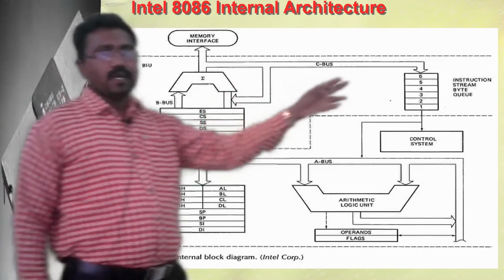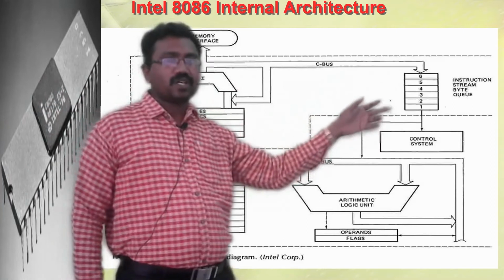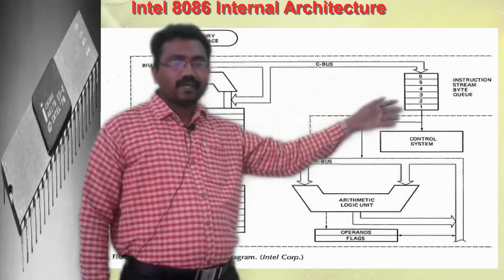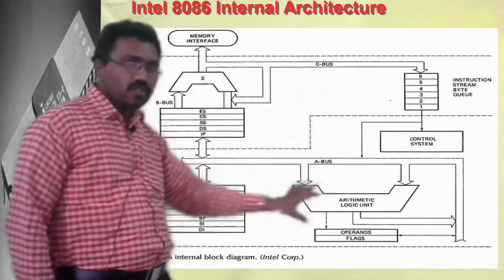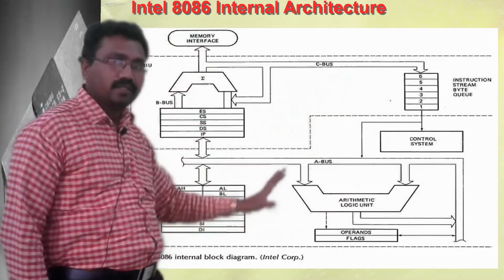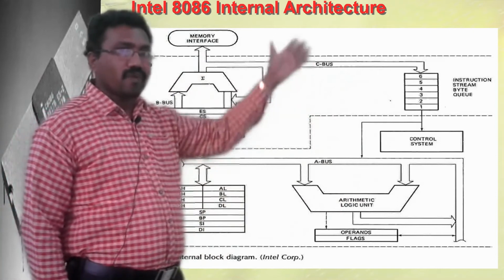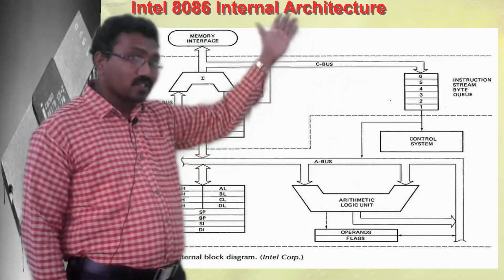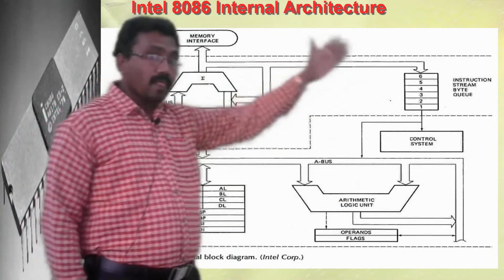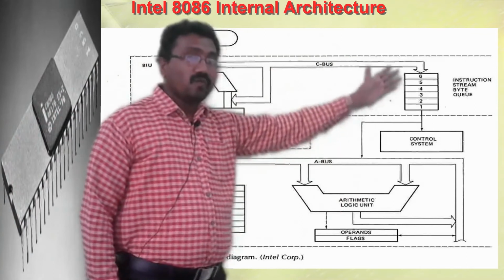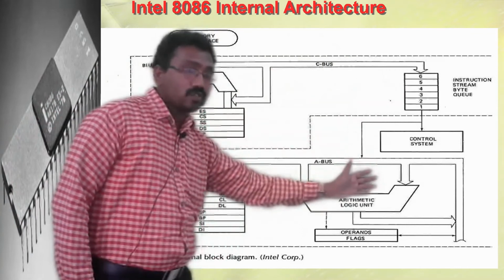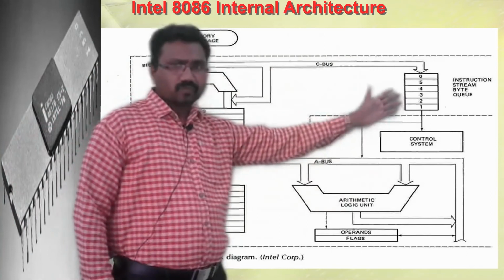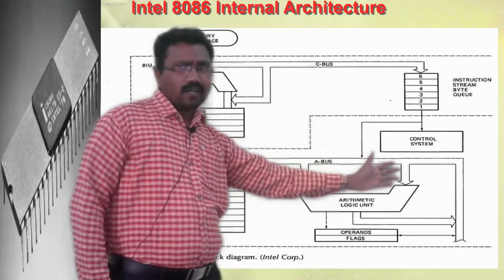And one more component, the instruction stream byte queue. The length of the instruction stream byte queue is 6 bytes. The execution unit executes the instruction. At the same time, the bus interface unit fetches in advance 6 bytes of instruction code from the memory. Those 6 bytes are stored in the instruction stream byte queue. From this queue, the execution unit reads the instructions. From this queue, the execution unit takes the instruction bytes.